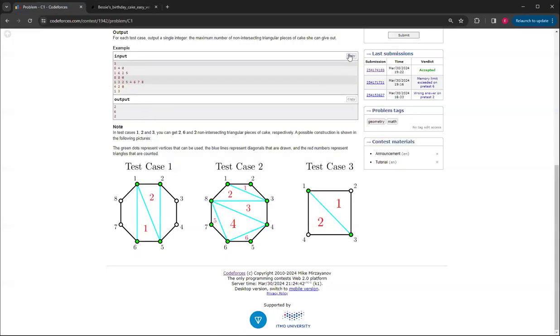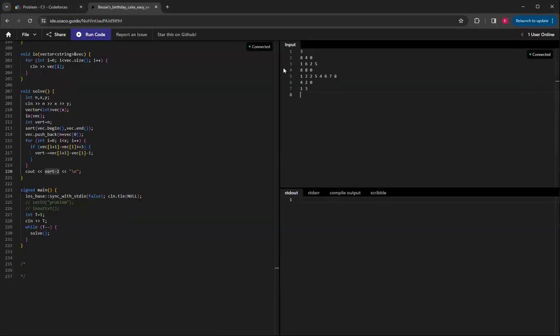So if we test this example and run it, it gives 262.